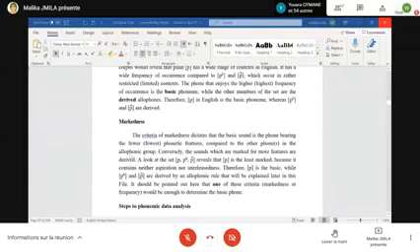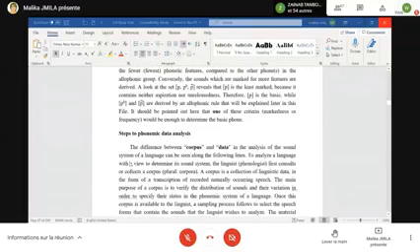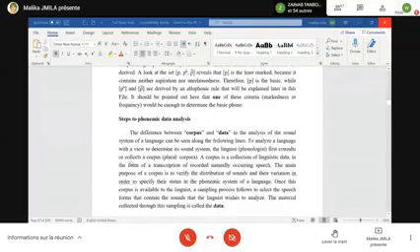That is frequency. How to analyze the data? Steps to phonemic data analysis. That is the difference between corpus and data. The corpus is larger than the data, by the way. The analysis of the sound system of a language can be seen along the following lines: to analyze the language with a view to determining its sound system.